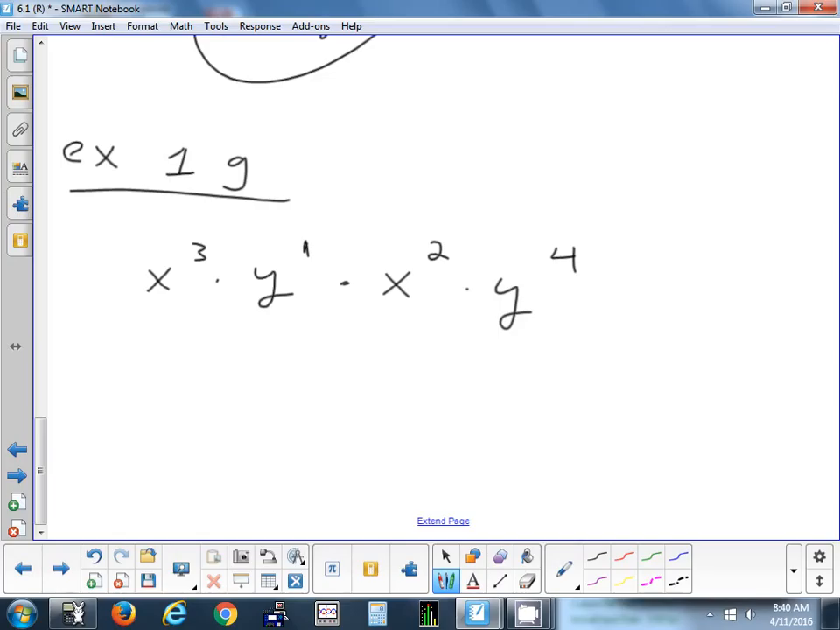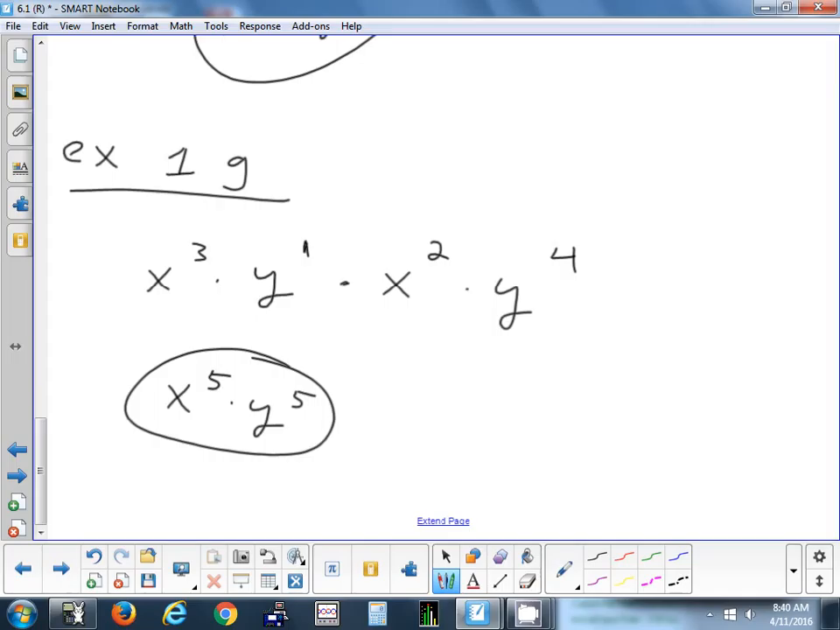X to the fifth times y to the fifth. Good. If you write your answer without the little multiplication dot, that's okay. You can write x to the fifth, y to the fifth. Any questions on that? And you can do this with as many letters as you want. In your final answer, you should only see the base of x one time, the base of y one time.